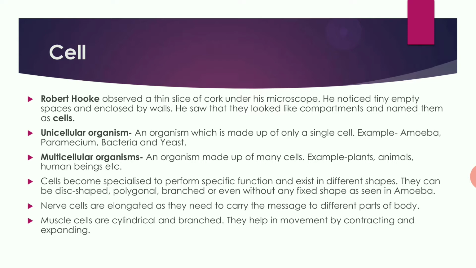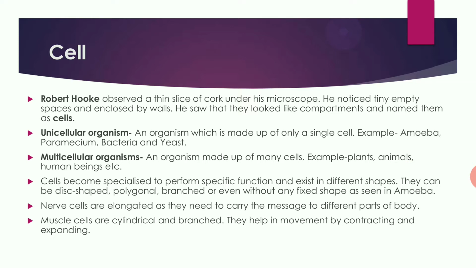Cells can be divided into two types depending upon the number of cells: unicellular organisms and multicellular organisms. Some organisms are made up of only a single cell, like amoeba, paramecium, bacteria, yeast. They are called unicellular organisms. An organism made up of many cells is called a multicellular organism. Examples are plants, animals, human beings.